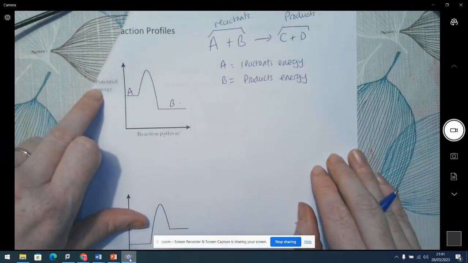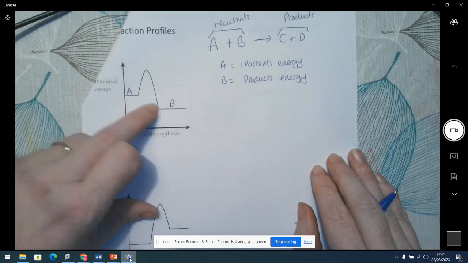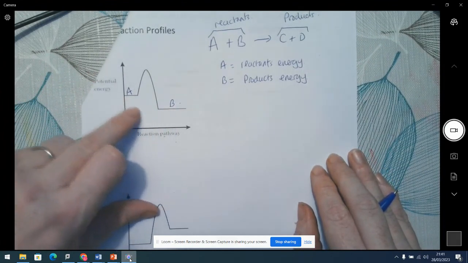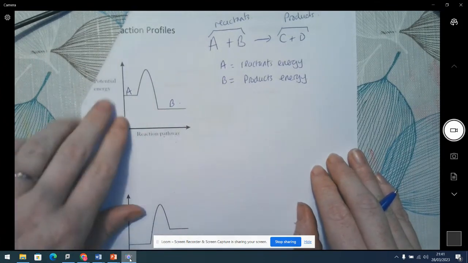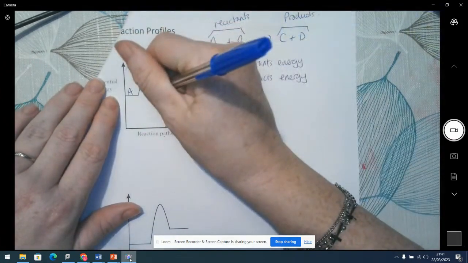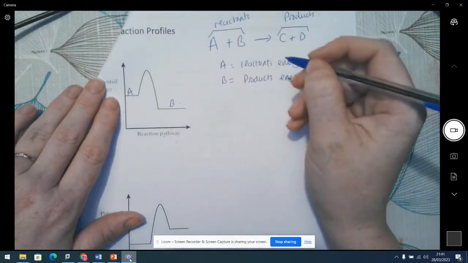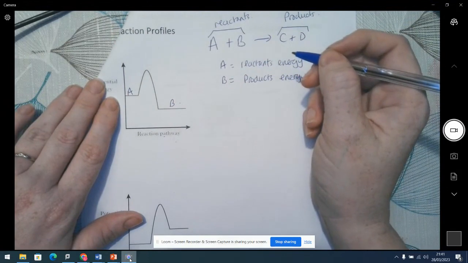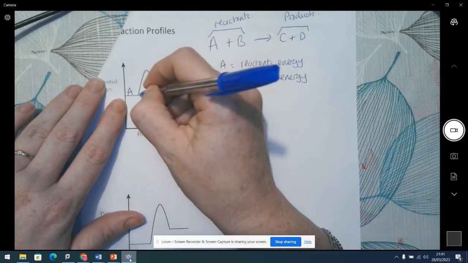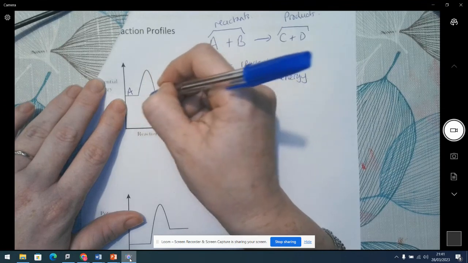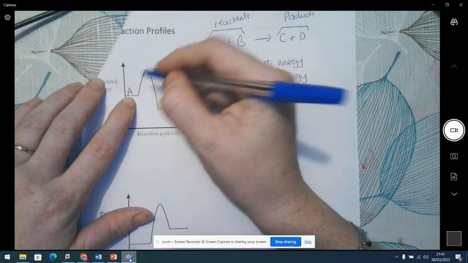So we've got potential energy on the y-axis and the reaction pathway. I have my reactants turning into my products. Here's my reactants energy, here's my products energy. Now in between, I have something called the activation energy. What I do want to mention is that activation energy begins where the reactant line is. That's the bit the examiner's trying to trick you on.